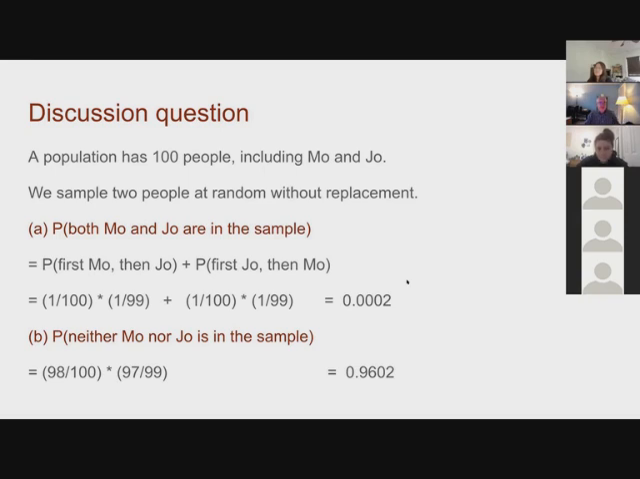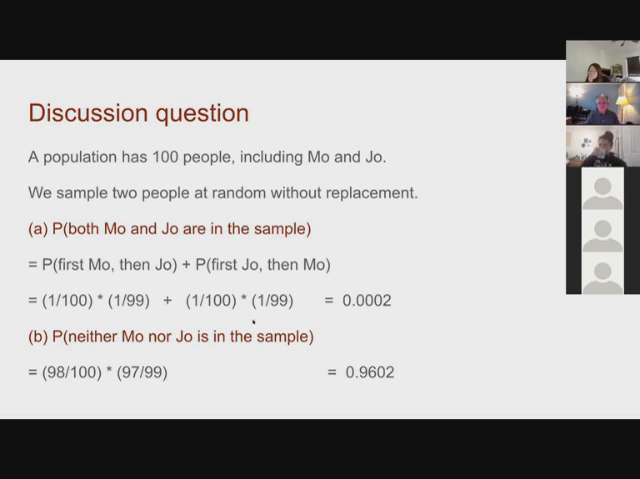So to calculate if neither is in the sample, we have to look at the first pick. What is the probability that neither Mo nor Joe is in the first sample? Well, they're two members of the population, so 98 out of 100 would be for the first selection. Those are all the possible ways of picking someone from the room that's neither Mo nor Joe. You're picking 98 out of the 100 people.